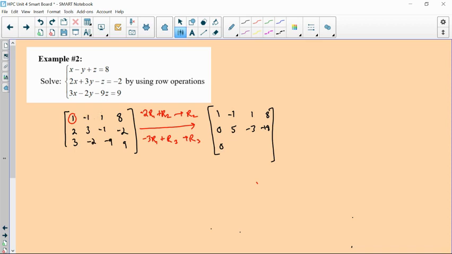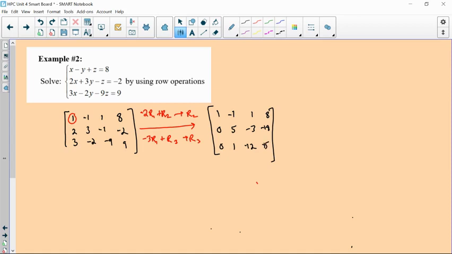This is -1 times -3, which is 3, plus -2 is a 1. This is -3 plus -9, which is -12. And this is -24 plus 9, which would be -15.